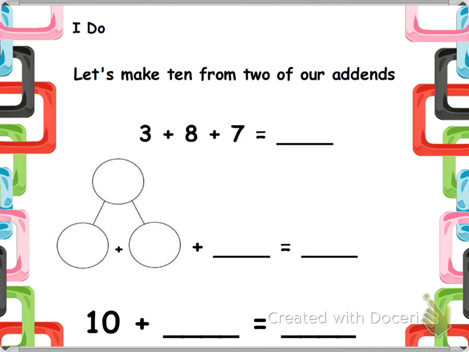Today we're talking about Module 2, Lesson 2. In this lesson, we're talking about being able to use the associative and commutative properties to make 10 with 3 addends, which we know that addends means parts.